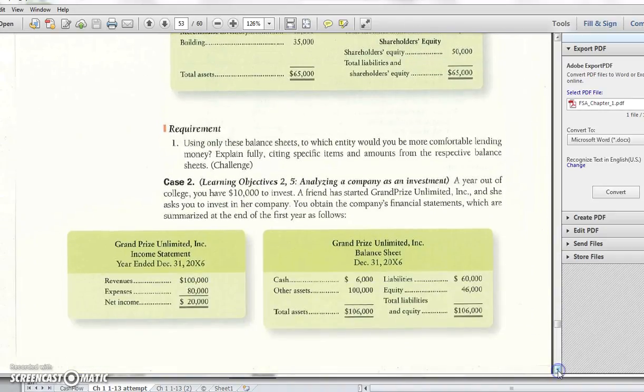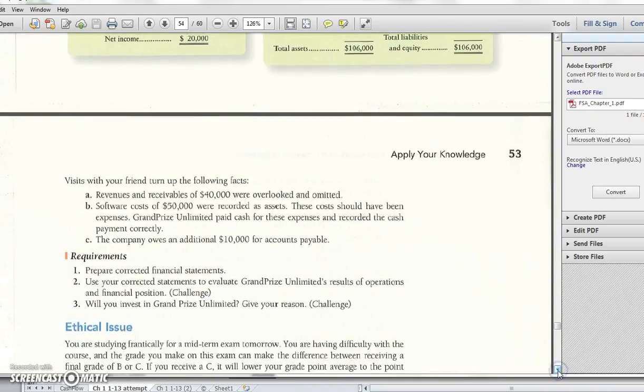The other one is Grand Prize Unlimited, and here are the financial statements, income statement, balance sheet. So only those two, and study them and just make a decision. Now here's the thing: you're going to have to redo them because it turns out these financial statements are not accurate. So we have to make some adjustments. And then based on the adjusted or the corrected financial statements, how are they doing? And is this something you want to invest in?